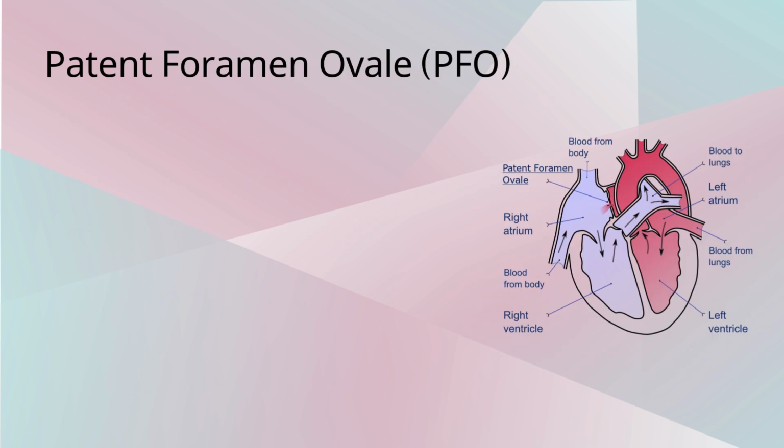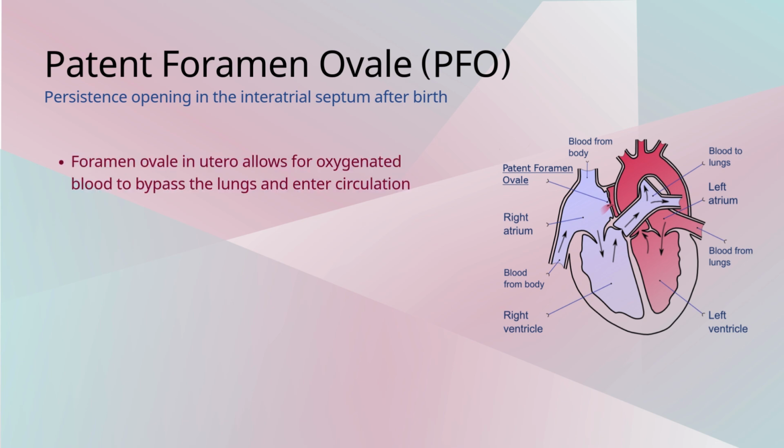Our next lesion is a patent foramen ovale or a PFO. So the foramen ovale is a small opening in the intraatrial septum, and like the ductus arteriosus, it's a normal structure of fetal development. It also, like the ductus arteriosus, allows oxygenated blood to bypass the lungs during fetal development, and like a PDA, it normally closes after birth. So when it remains open, it's considered a patent foramen ovale.